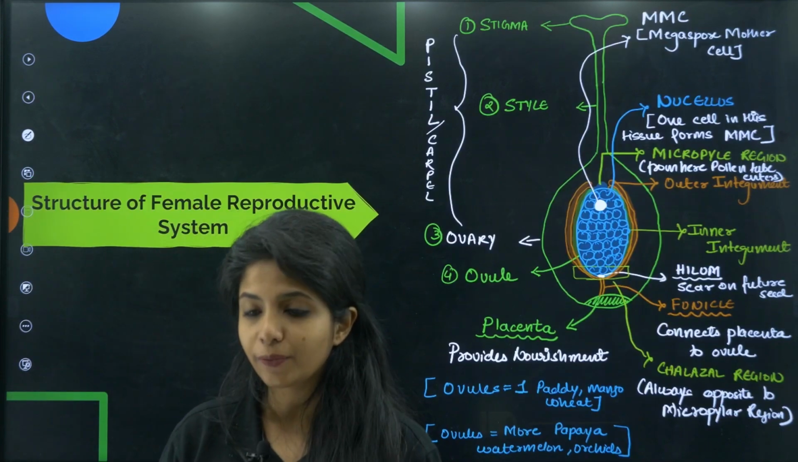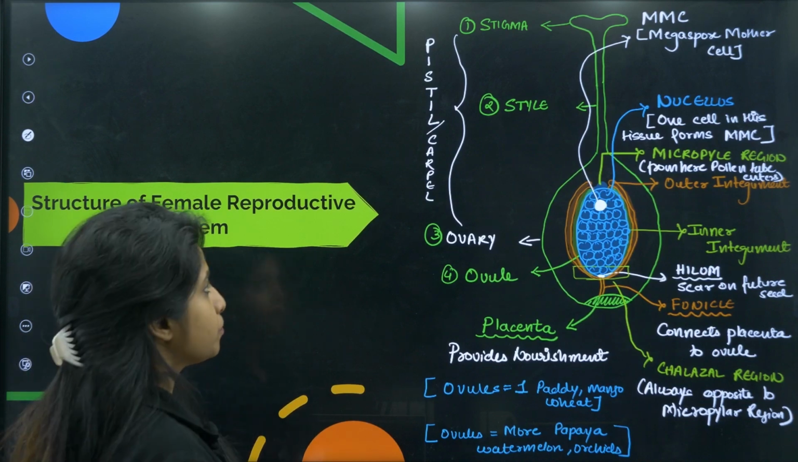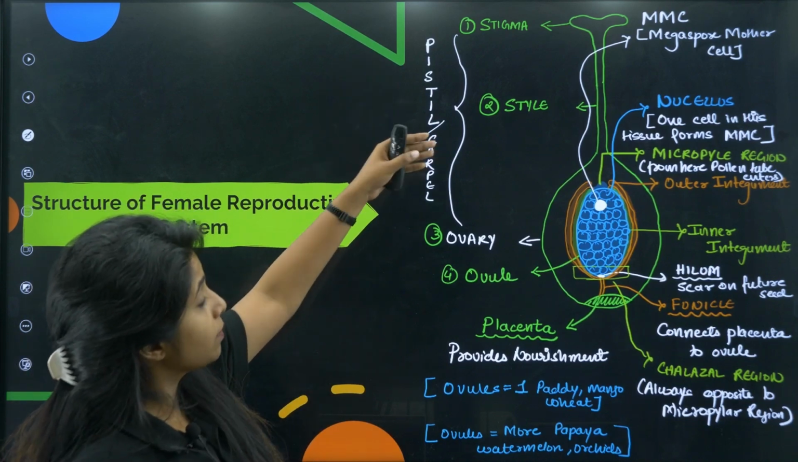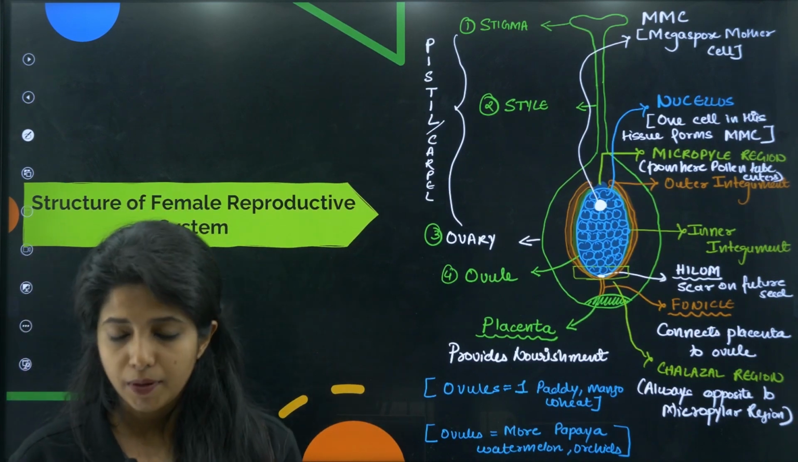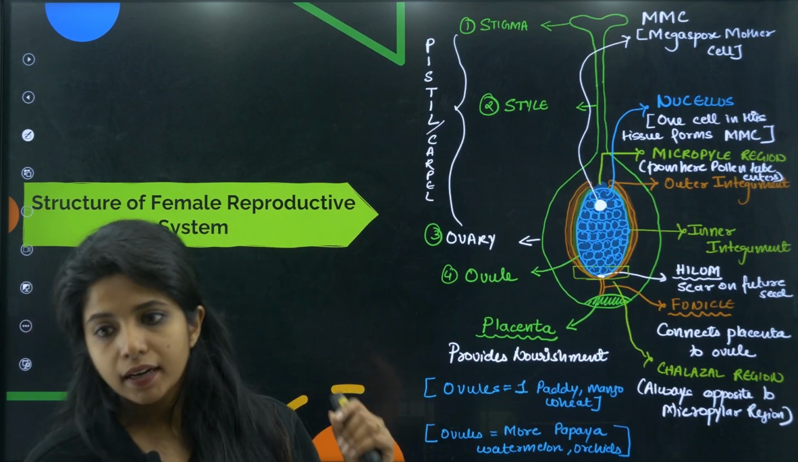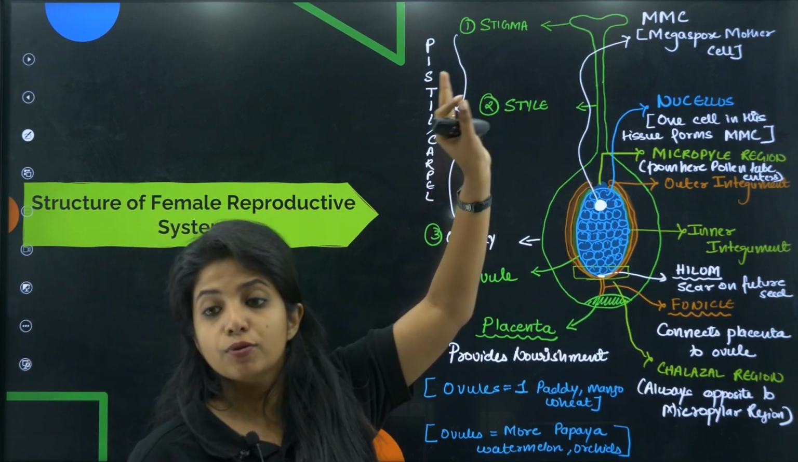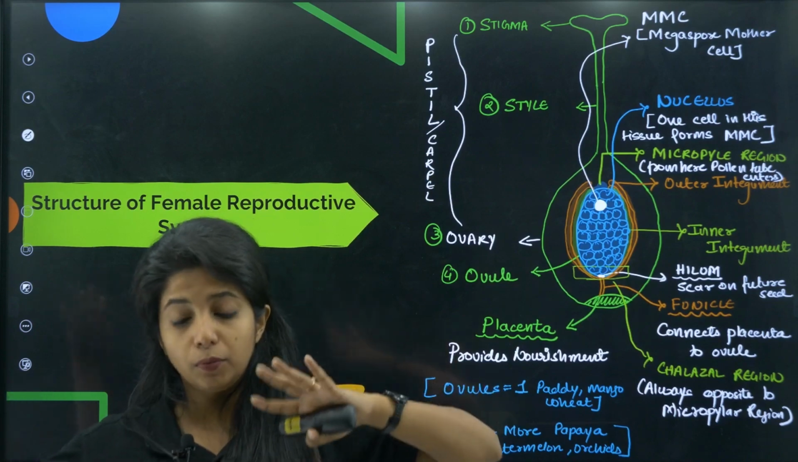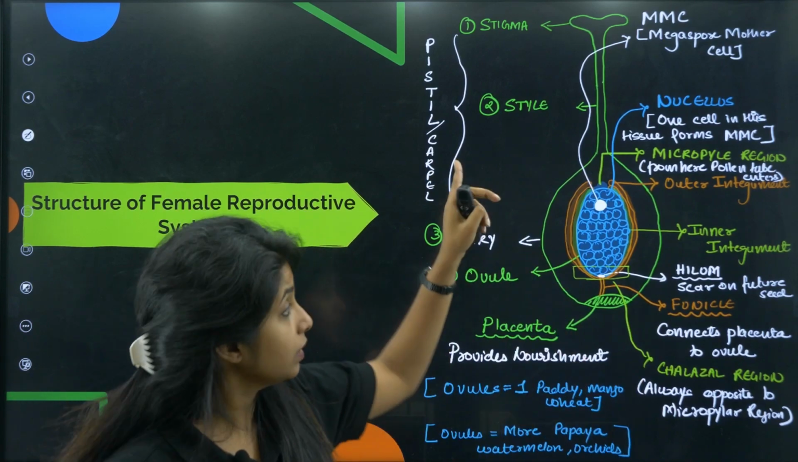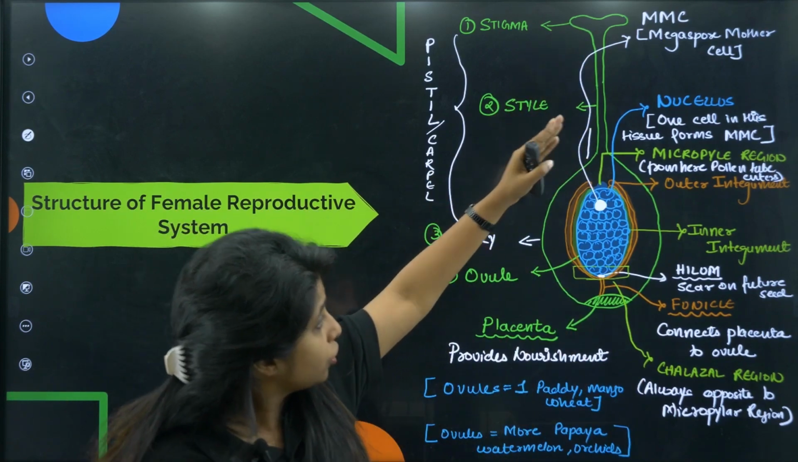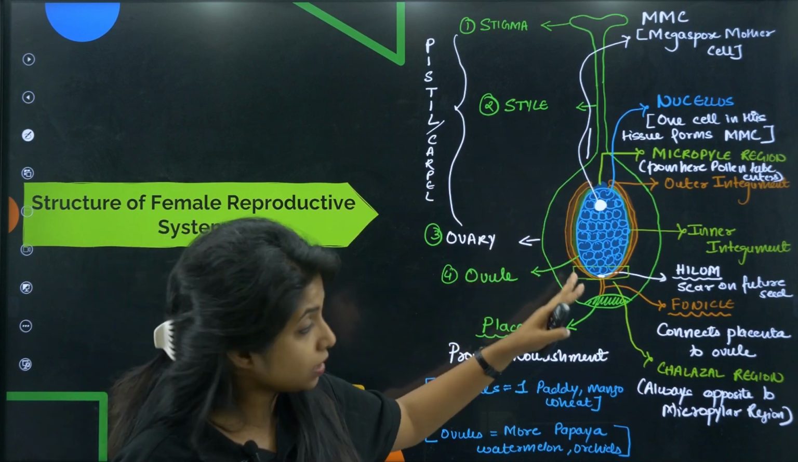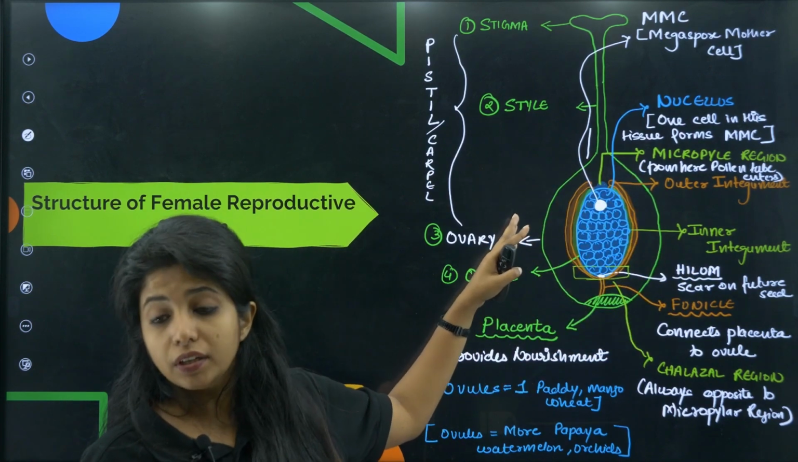Talking about the female reproductive system, let's start. Over here we have something known as the pistil or carpel. You call it pistil or you call it carpel. As you know, it has a structure known as the stigma. It's a landing surface where the pollen grains come and land. Next, we have the style, a long tube, and then there is the ovary, the enlarged structure that you see over here.